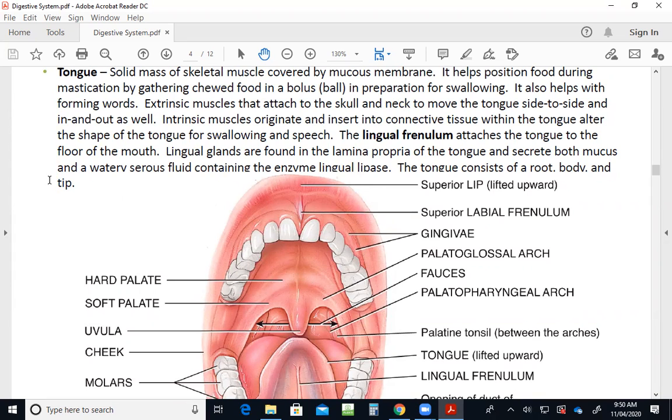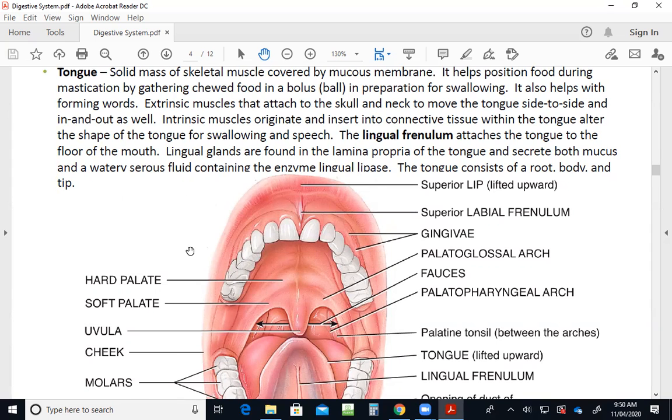So your tongue itself is a muscle, and then attached to it are what we call extrinsic muscles. Those were listed in that lecture on the muscles. I told you not to worry about them at the time, but they attach to the skull and neck and move our tongue side to side and in and out. Intrinsic muscles originate and insert into the connective tissue within the tongue and help alter the shape of the tongue for swallowing and speech. Those are the things that enable you to roll your tongue, if you can do that.